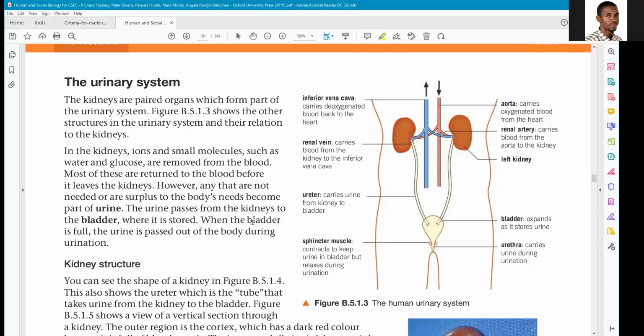Let's see what's going on with these. Now the kidneys are paired organs which form part of the urinary system, and you can see them in the picture there. There are other structures in the urinary system, and you can see them there in relation to the kidney. So you have the bladder, which of course is a very important part.